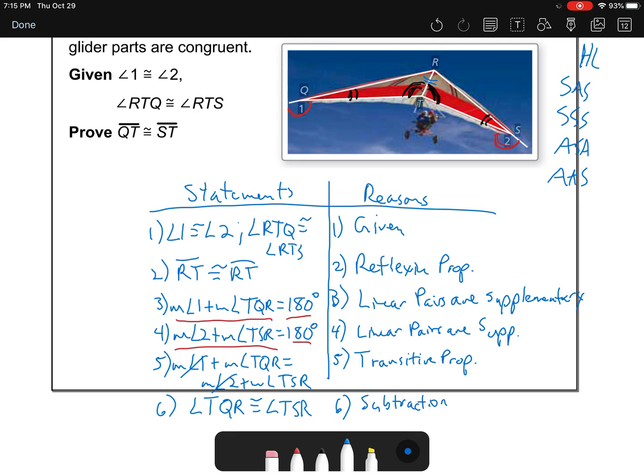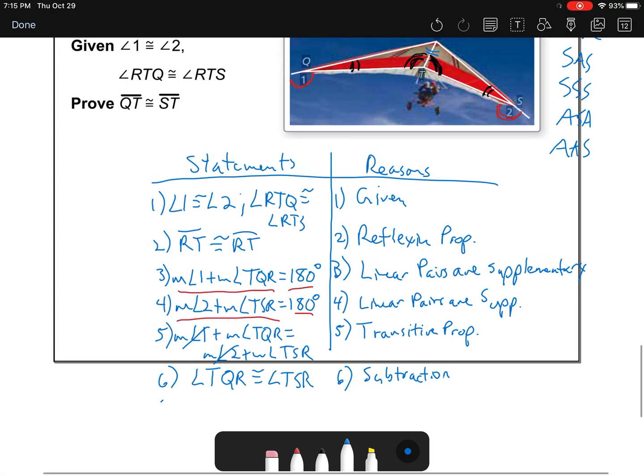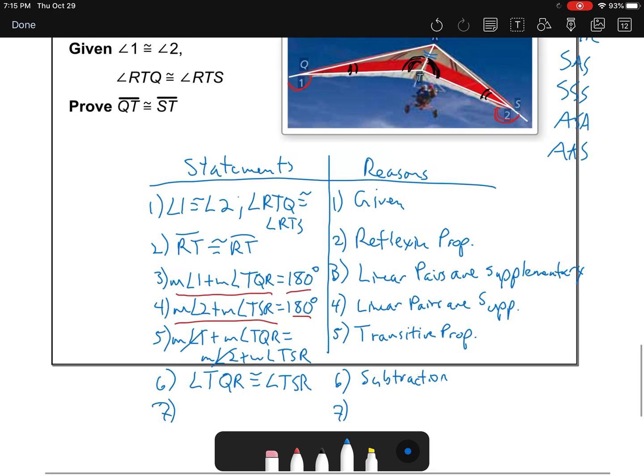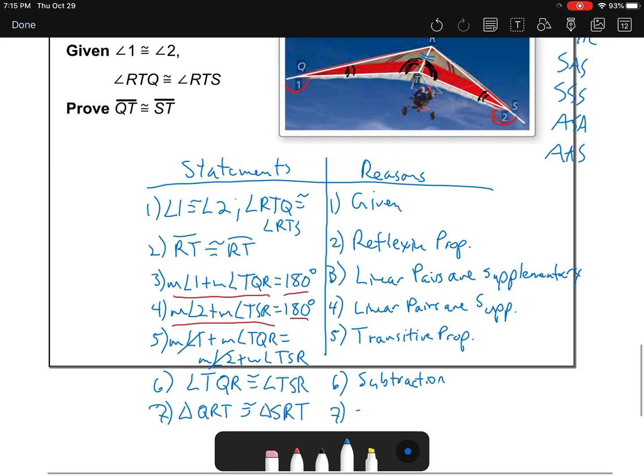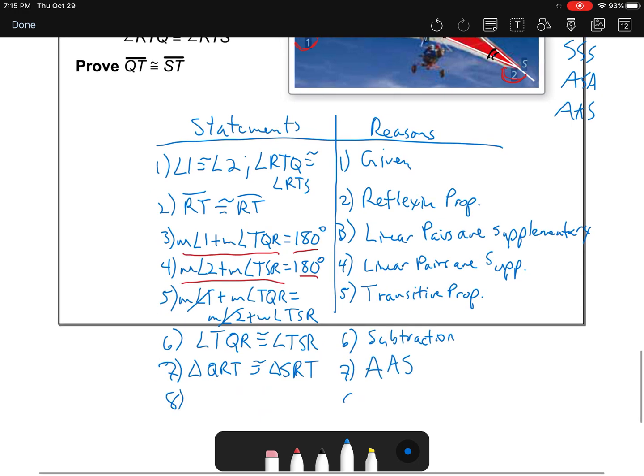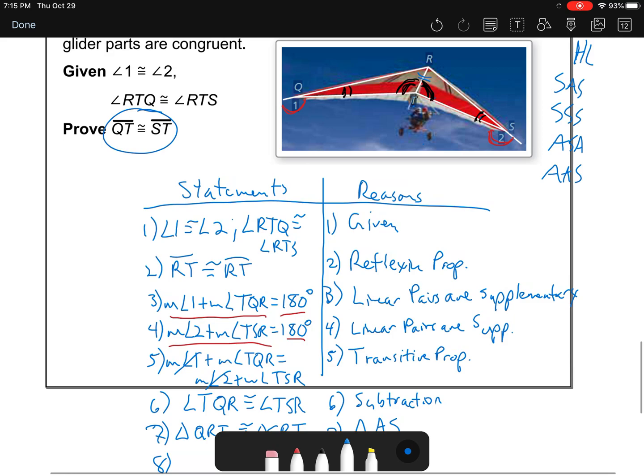So there's something you wouldn't think you'd see in a proof. Okay, I think I've got enough to say then that these triangles are congruent, aren't they? So triangle QRT, I picked QRT, so what would go with QRT? SRT? And what would be the reason? Angle, angle, side, AAS. Now, we did not get to this yet, did we?